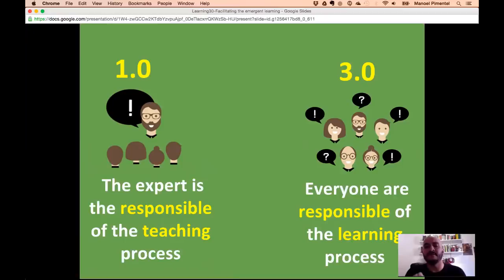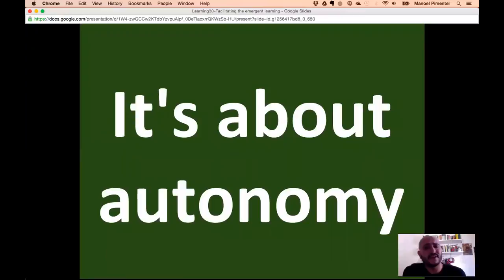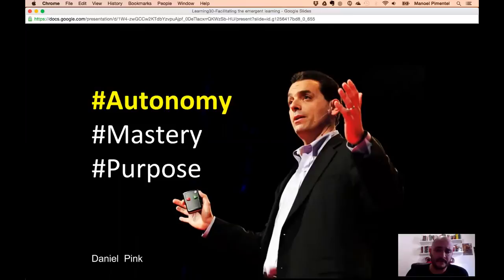Note that in this case, you change the perspective, right? In the 1.0, the main perspective is that of the teacher, right? In Learning 3.0, we change the point of view. We start to work from the point of view of a learner. Then it's very important to understand how we learn, how my brain learns, basically, right? That's the main point of Learning 3.0, basically. Note that it's about autonomy. Learning 3.0 fosters autonomy during the learning process. If you remember, for example, the famous words from Dunning, autonomy is one of the powerful intrinsic motivators for knowledge workers, for example.